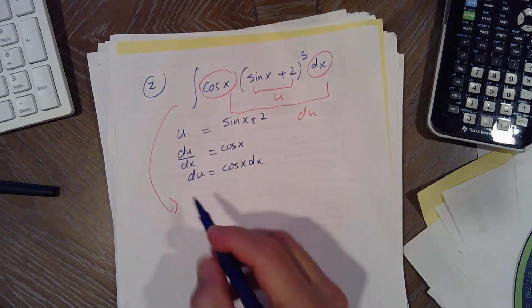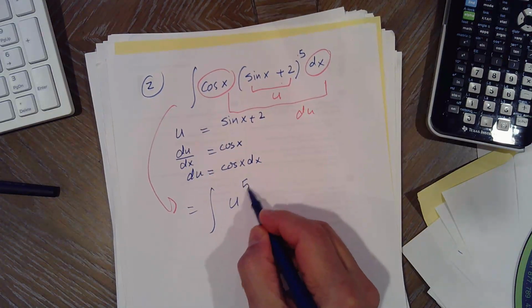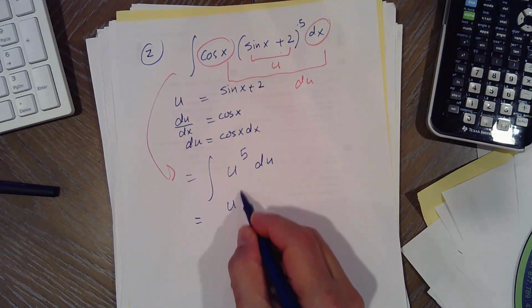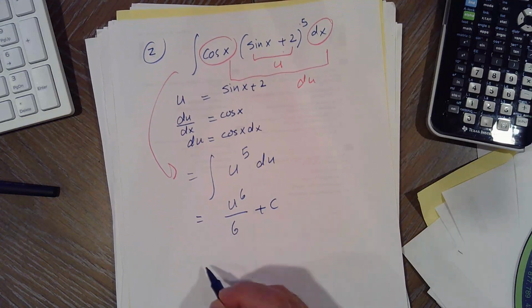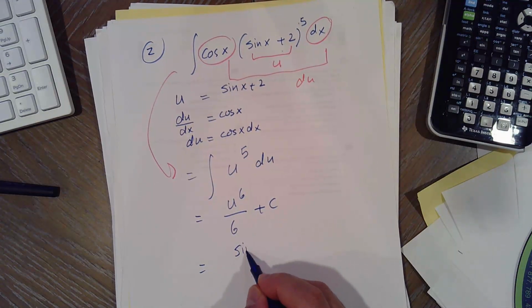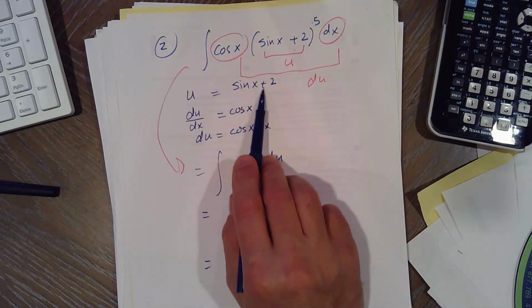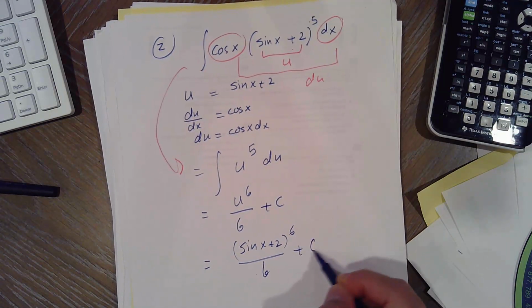So the integral of u to the 5th du, using the power rule, is u to the 6 over 6 plus c, which is (sine x plus 2) to the 6th power over 6, because u is sine x plus 2, plus c.